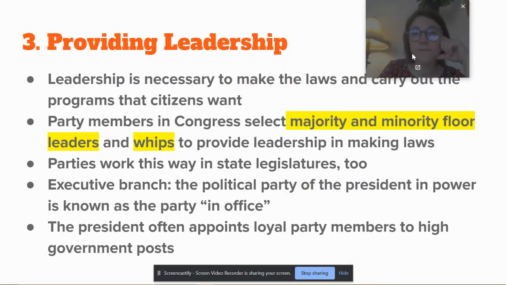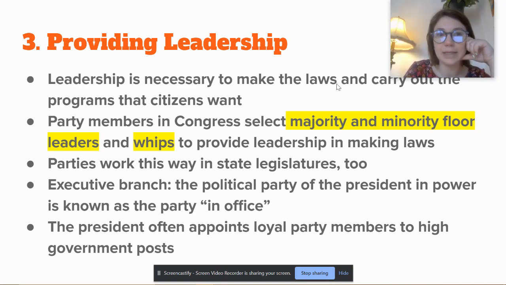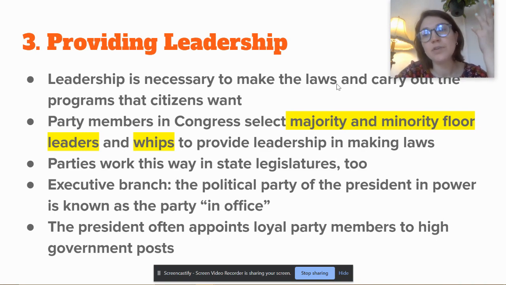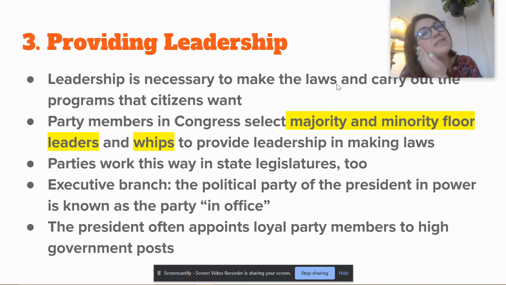The last main function is providing leadership. Leadership is necessary to make the laws and carry out the programs that citizens want. Party members in Congress select majority and minority floor leaders. Majority and minority basically means, which party has more people elected? Right now in Congress, there are more Republican senators than Democratic senators, so the majority party is the Republicans. They'll basically pick people to help run the show. We will be looking at those actual individuals in the next series of this unit.